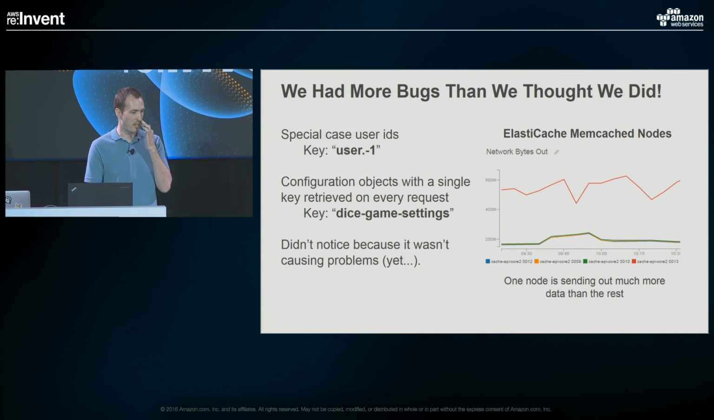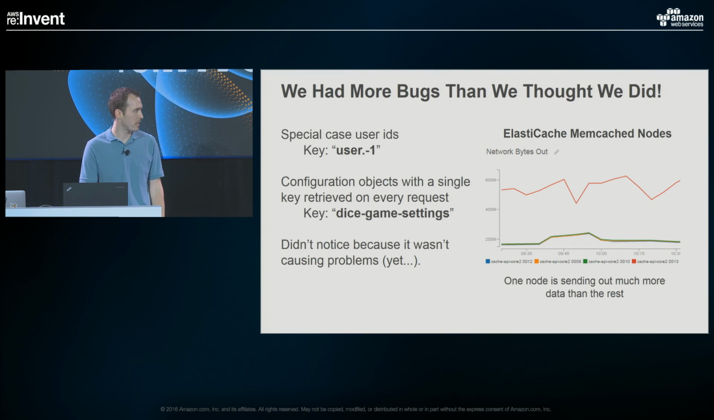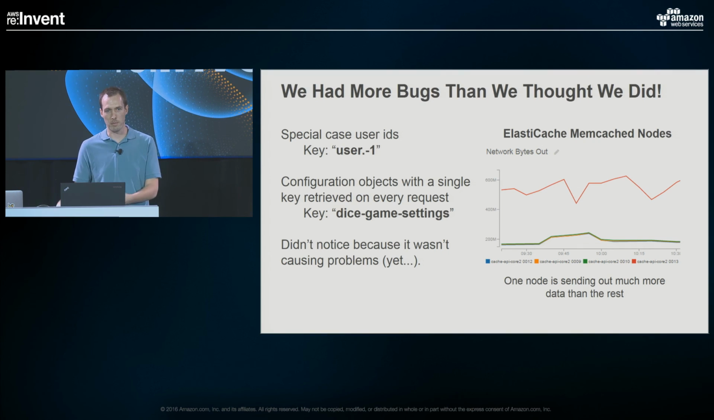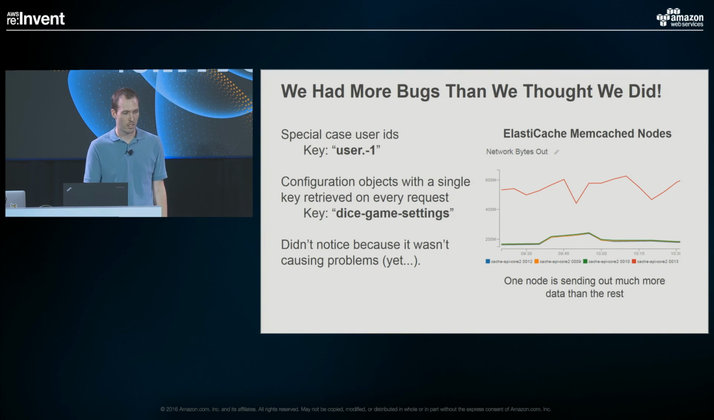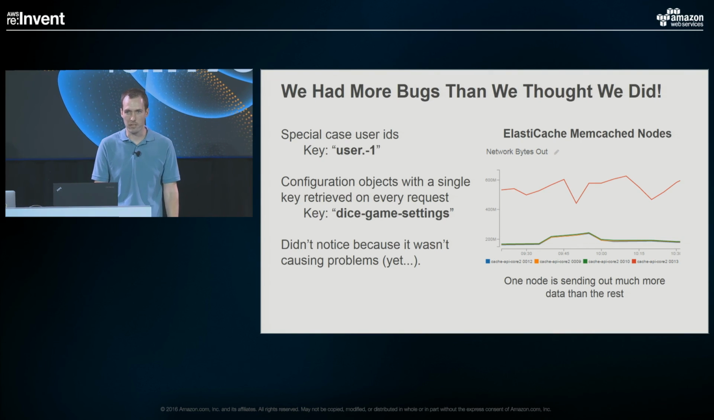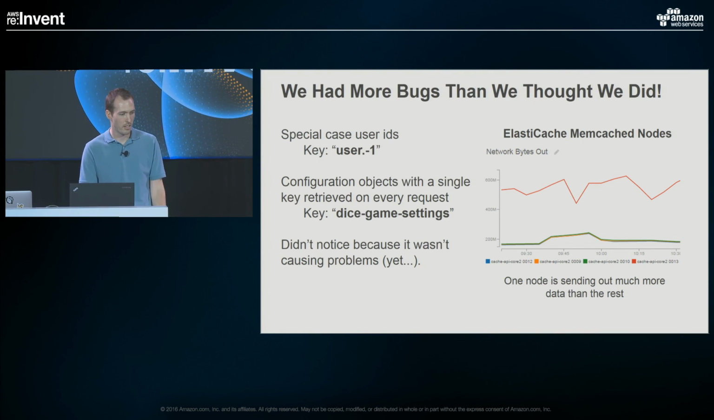And then you'll see that we also had things like configuration objects that, instead of being cached locally in memory like they should have been, were cached in Memcache, and they were all on the same node. We took a look at our CloudWatch metrics after we found this, and noticed that one of our nodes is sending a lot more bytes out than the rest of the nodes.